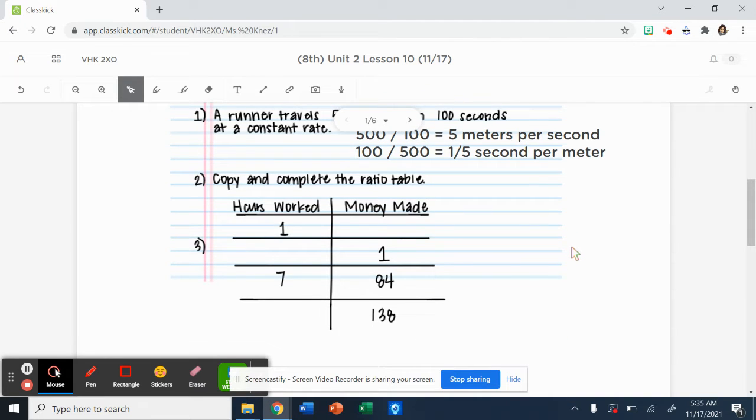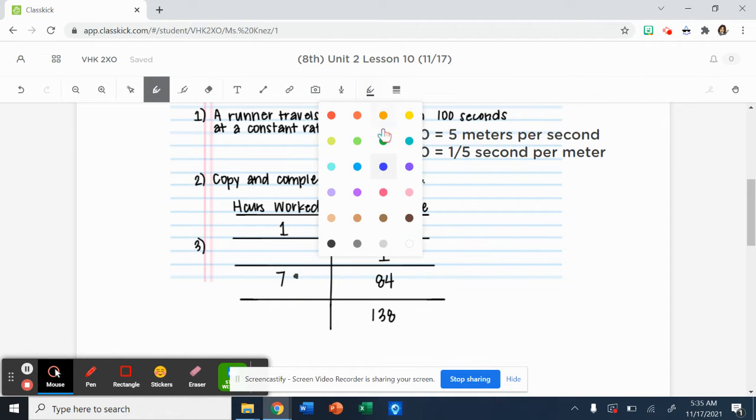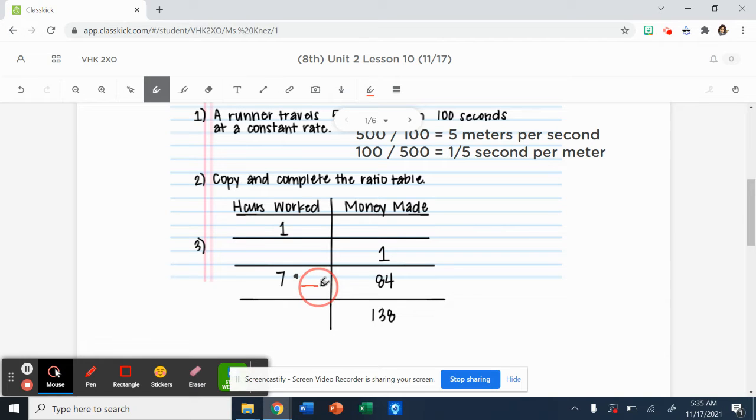Question 2 says, copy and complete the ratio table. When we're working with a ratio table, we know that we'll be multiplying the number of hours worked times some consistent number. It's called a constant of proportionality, every single time to tell us how much money is made. I know that 7 times some number equals 84, which means that I can divide 84 by 7 to find that missing number. And it's 12.